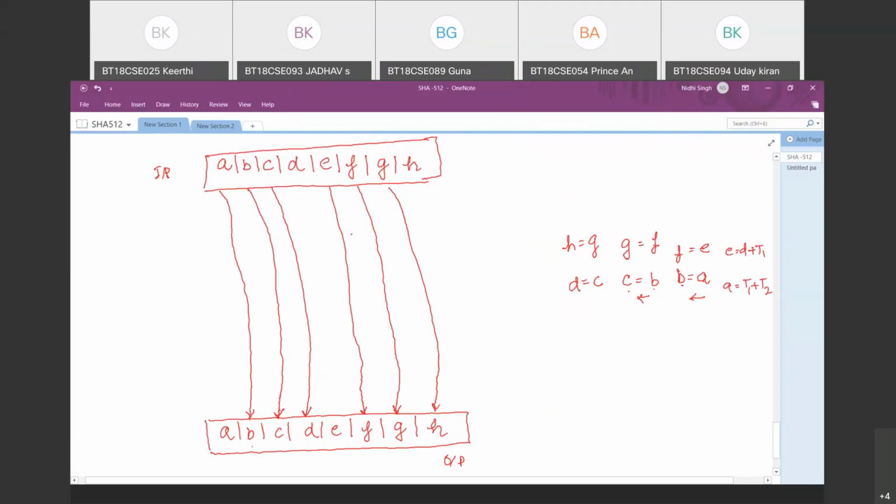क्योंकि D का वैल्यू तो मेरा यहाँ पे है. What is T1 and T2? So there is separate equations for T1 and T2. Let me write the equation, then I will explain.